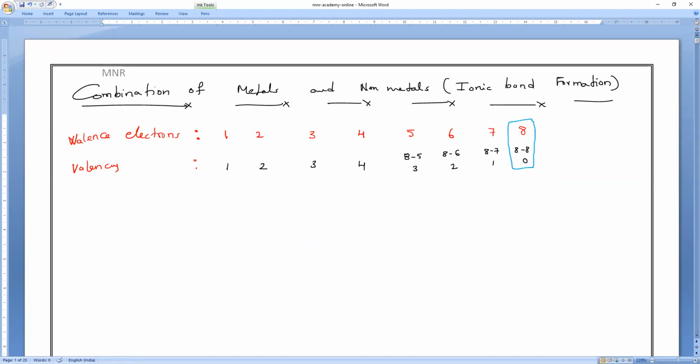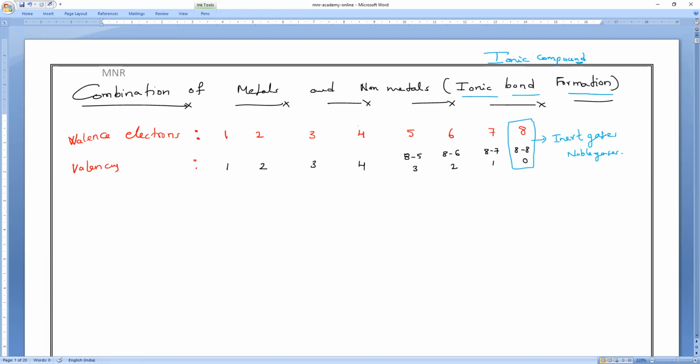The last one, which has 0, we used to call something. Yesterday we studied those gases. What are they called, everybody? Noble gases, or we call them inert gases, or unreactive gases, or whatever. For ionic compounds, keep it in mind, whenever you study ionic bond formation or ionic compounds, I am teaching very slowly, very clearly. Anybody having doubt, you can ask me.